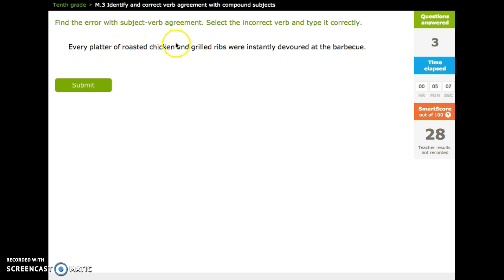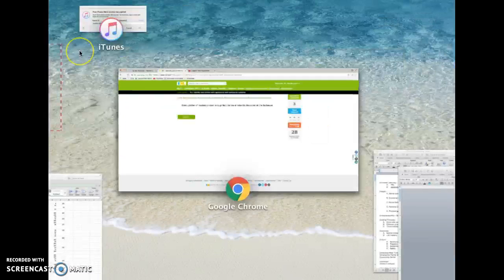Every platter of roasted chicken and grilled ribs. This one's a little bit more challenging. What is the subject here? Is it roasted chicken? Is it grilled ribs? Is it both? It's actually platter. Which brings me to a couple of exceptions. Let's talk about them.